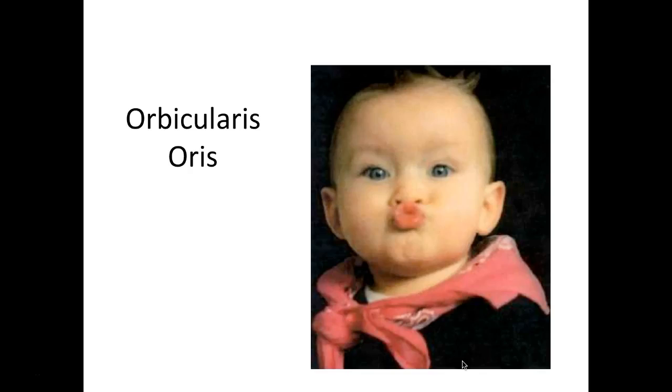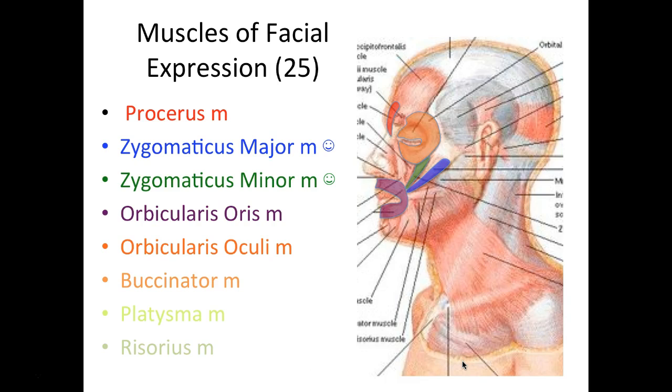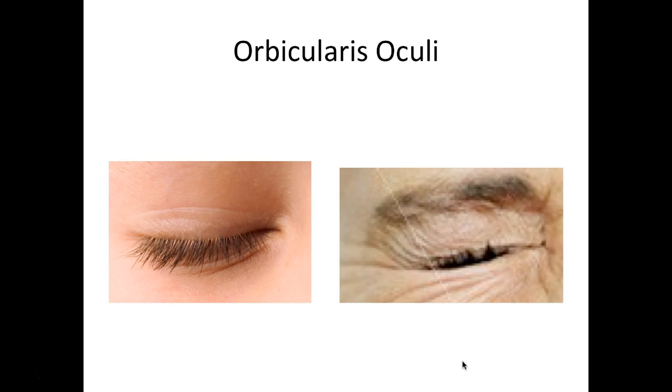And next we have your Orbicularis Oculi, and in this case, oculi is referring to the eye. So we actually have two parts of this muscle, a palpebral part and an orbital part.